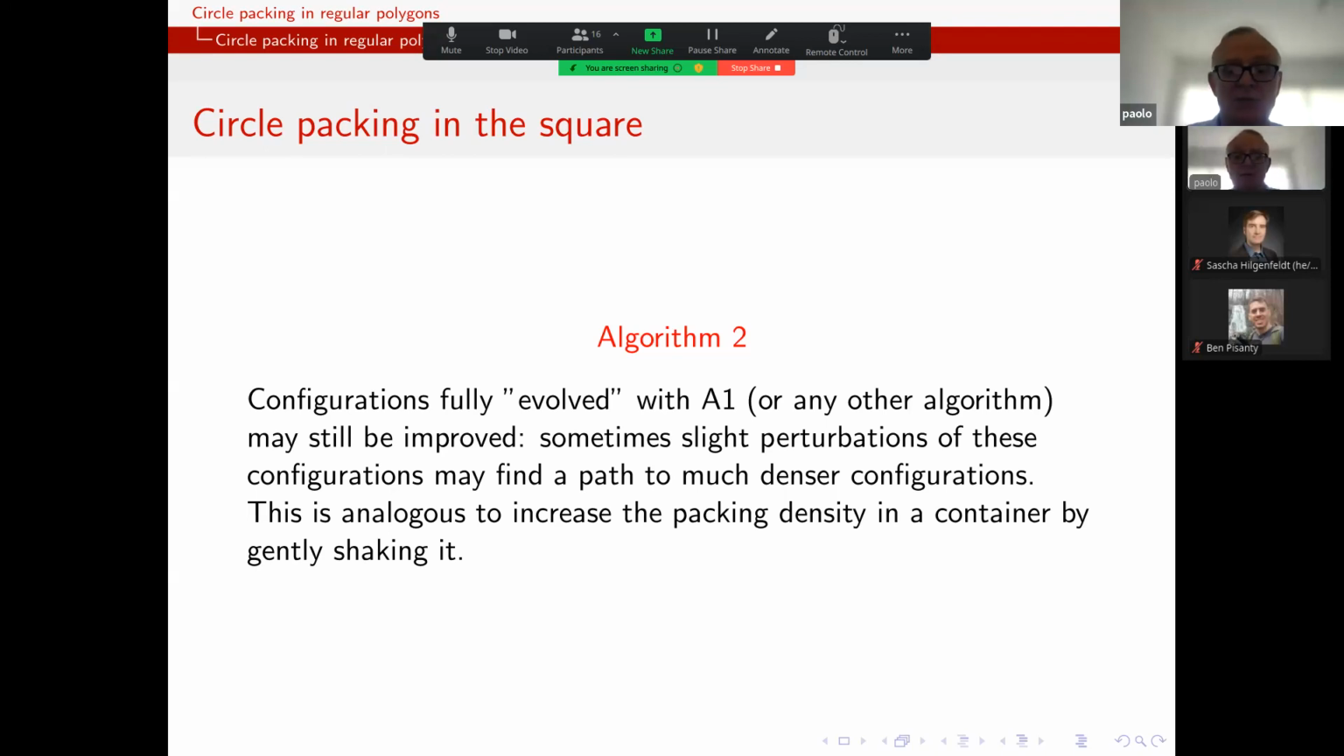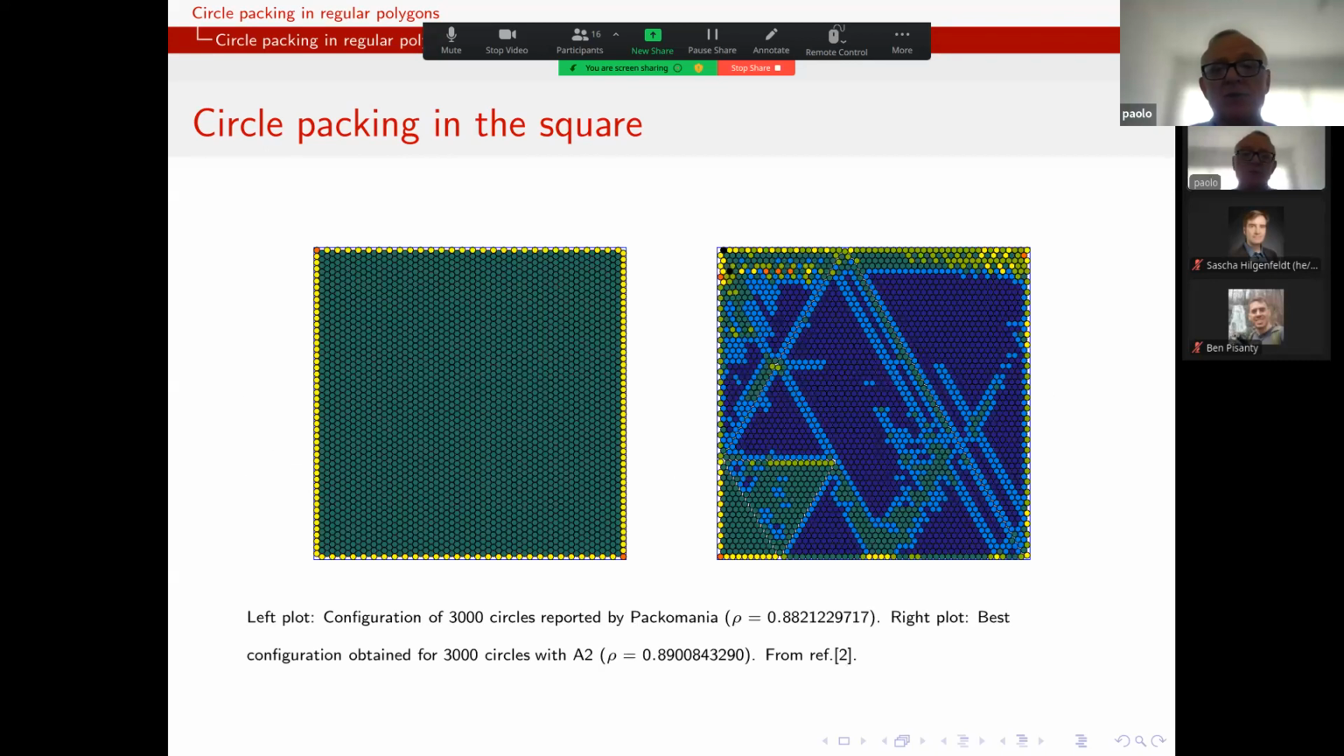One example that we found in this paper is the configuration of 3000 circles. This configuration is reported in Packomania, the site of Eckard Specht. We applied algorithm 2 with a limited number of shakings, and we found a much denser configuration. Here, the color has a meaning. You see this green color, it's related to the number of contacts of each disk. In this case, if I remember correctly, green is 4. The dark blue is 6. The light blue is 5, and so on and so forth.